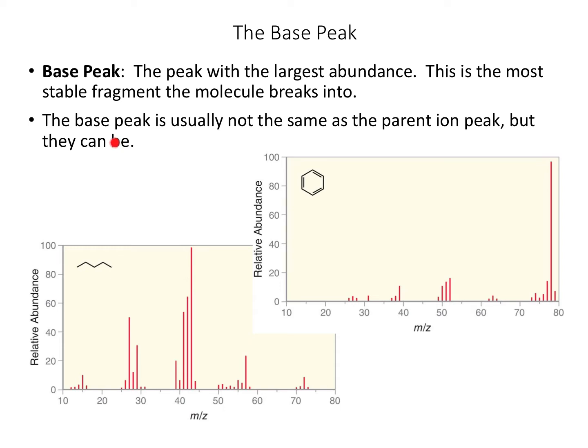Now, the base peak is usually not the same as the parent ion peak, as we see in the pentane that we've been looking at. This is the parent ion peak, and that is not the same as the base peak. But it is certainly possible for the parent ion peak to be the most abundant fragment. This is the mass spectrum of benzene, and benzene is super stable. It doesn't fragment very easily, and so in this case, the parent ion peak is the same as the base peak. While this can happen, it is not the norm.